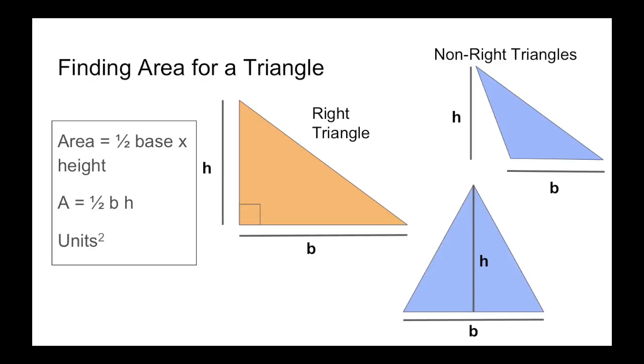For a right triangle, the height can be found along the side of the triangle that is connected to the 90-degree angle with the base. For other types of triangles, the height is the length from the highest point of the triangle to the base of the triangle, like so. For the problems that we will cover for now, the height of the triangle will always be given.